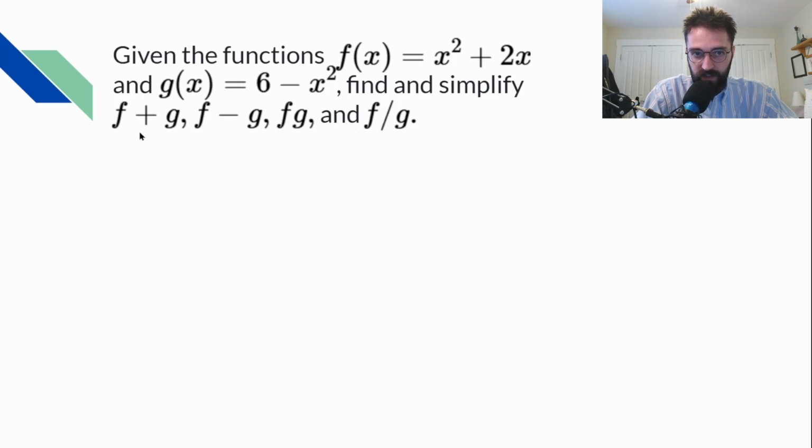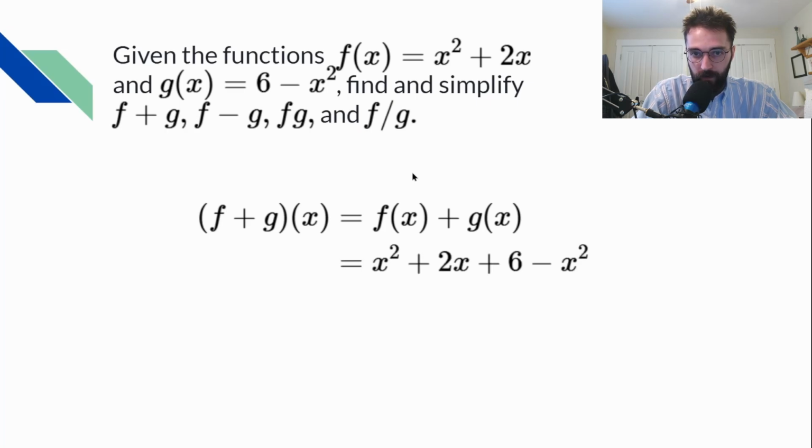Let's start here with f plus g. f plus g of x, that's just when you take both expressions and you add them together. That's all we're doing. So f of x plus g of x is x squared plus 2x plus 6 minus x squared. We can see here that the x squared and the negative x squared cancel additively. So that just leaves us with 2x plus 6. And that's my final answer for f plus g.